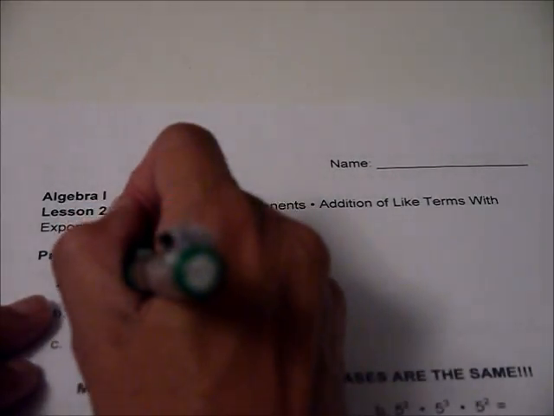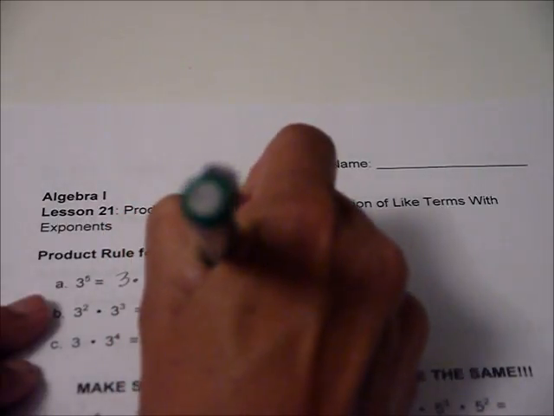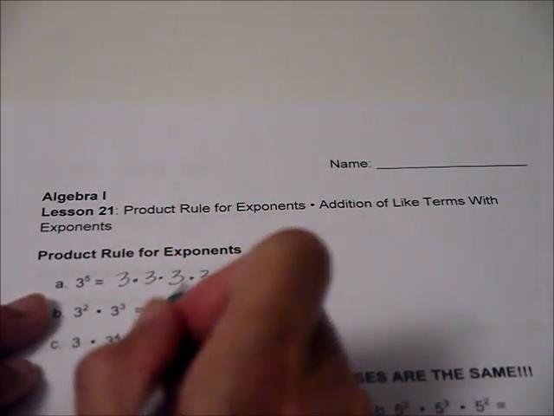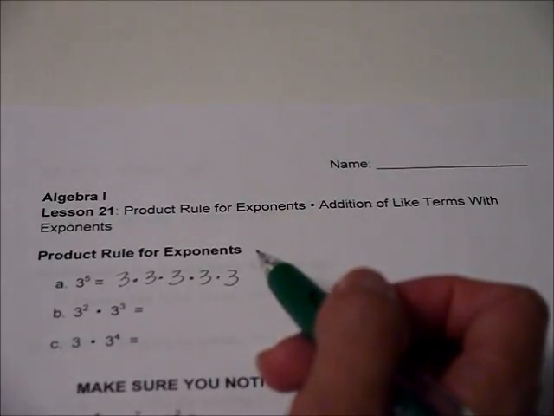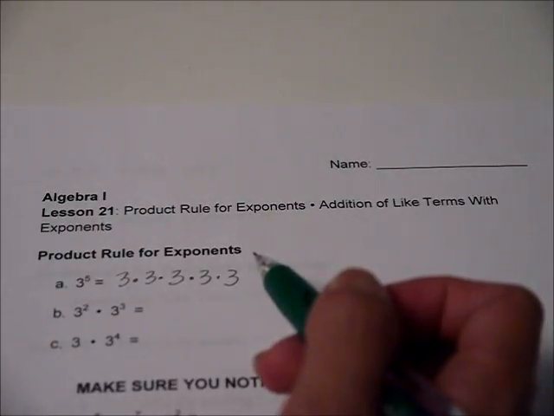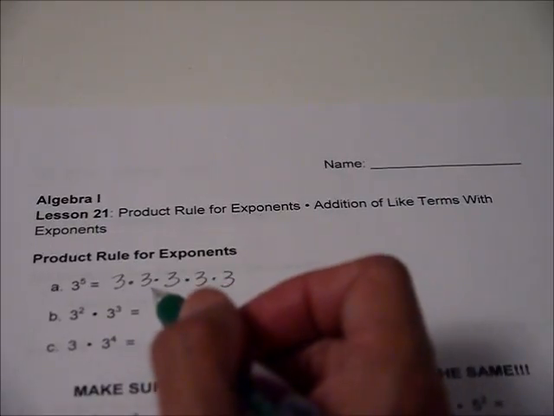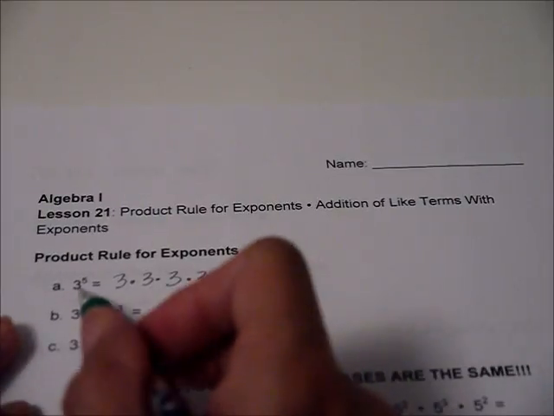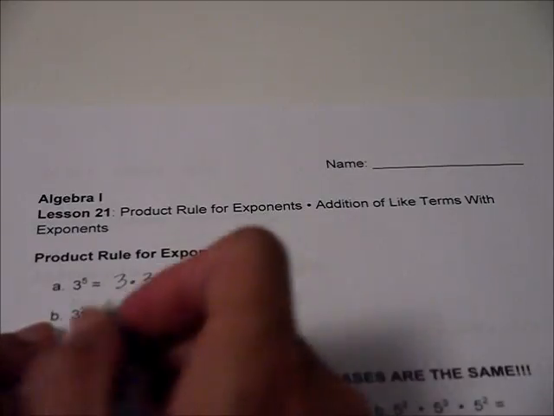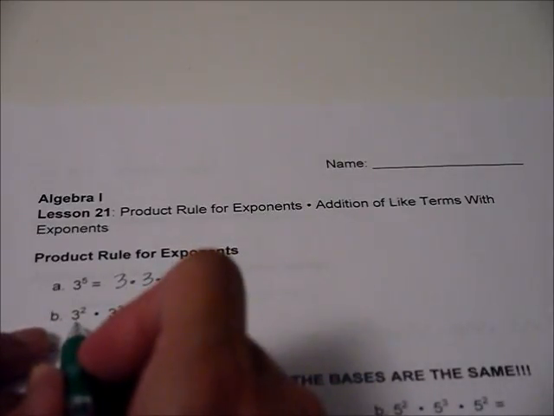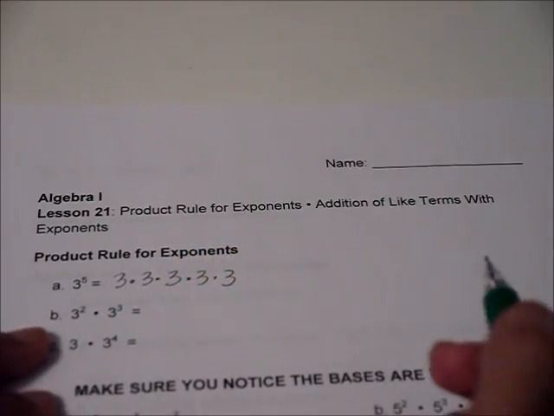Okay, 3 to the 5th is 3 times 3 times 3 times 3 times 3. 1, 2, 3, 4, 5, right? I don't know if we necessarily need to multiply that. I'm checking to see if the book wanted us to actually do that. Nope, I can just leave it there. We're just reminding you what that means. We have 5 3's.